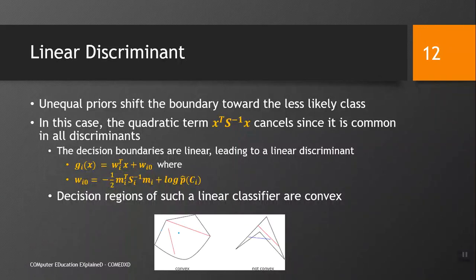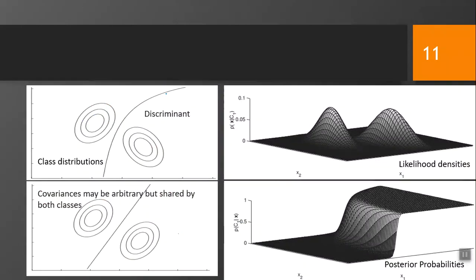Linear discriminant. Unequal priors shift the boundary towards the less likely class. It is another fact. If we have unequal priors of our classes, for example P(C1), right, they shift the boundary towards the less likely class. Here you can see that this is a discriminator function, so its boundary is shifted toward the class which is less likely, away from the most likely class.